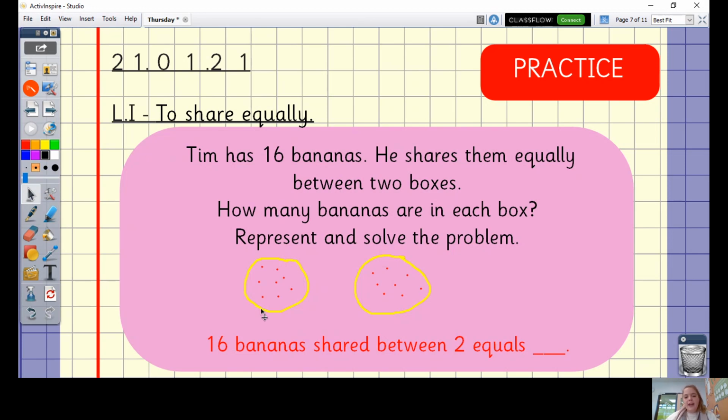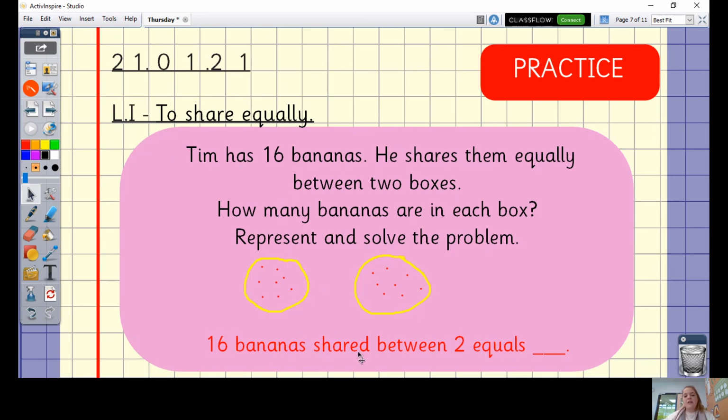Okay, I'm now just going to count my groups just to check they have the same number, to check they're equal. 1, 2, 3, 4, 5, 6, 7, 8. There are 8 bananas in this box. Let's count this group. 1, 2, 3, 4, 5, 6, 7, 8. 8 bananas in this box.